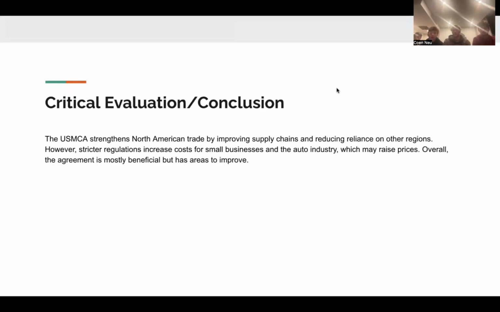Finally, for the critical evaluation and conclusion, the USMCA is a modernization of North American trade policy, which has delivered many benefits across the continent, along with some criticisms as well. The agreement has created a much more efficient and integrated regional economy, which is backed up by the numbers. The USMCA strengthens supply chain resilience and has reduced dependence on countries outside of North America. And it's provided a buffer for global disruptions like COVID or different political shocks for all three countries.